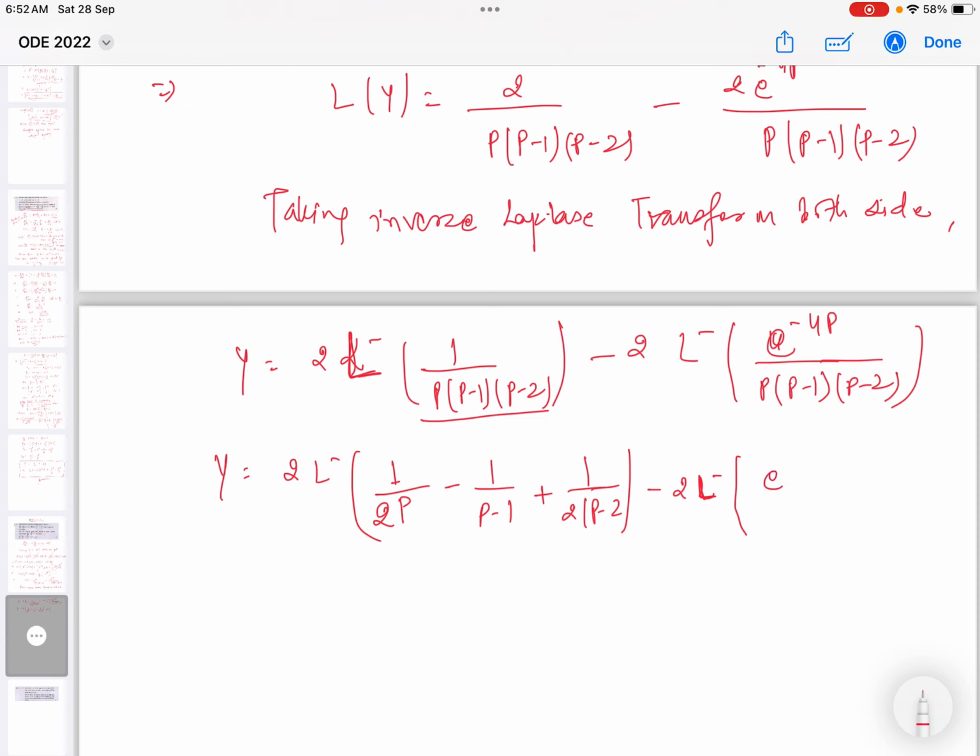Like it will be e to the power minus 4p, then it will become 2 over p minus 1, e raised to the power minus 4p. Then it will become 2, I think it was 2 over p minus 2. I think we are correct. Yeah, we have not made any kind of blunders here.